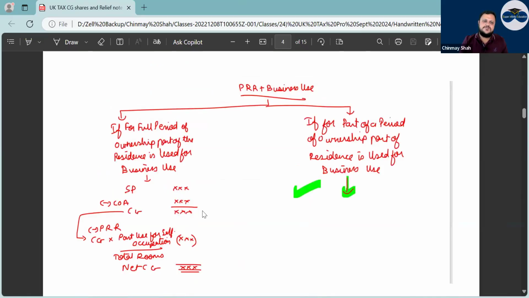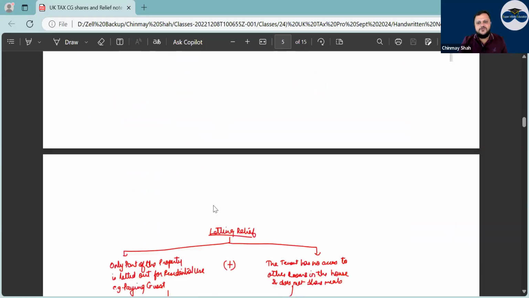What is PRR for business use? If for the full period of ownership, part of the residence. Now see, 10 rooms I had, correct? 8 rooms from the first day I am using as personal use, and 2 rooms as business use. Then whatever CG I get, 2/10 part of the CG will be taxed. 8/10 will be allowed PRR, correct?